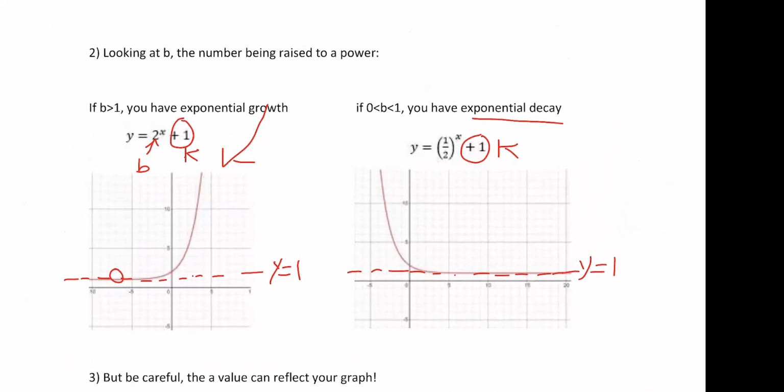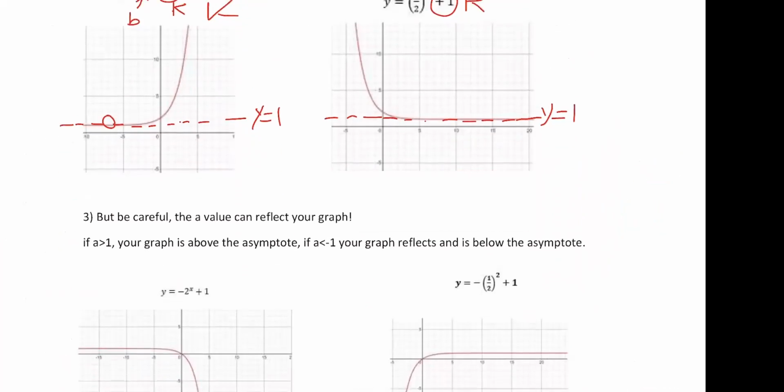So if your B value is greater than 1, you get exponential growth. If you have a B value that's a fraction between 0 and 1, it's going to be decay. But do be really careful.